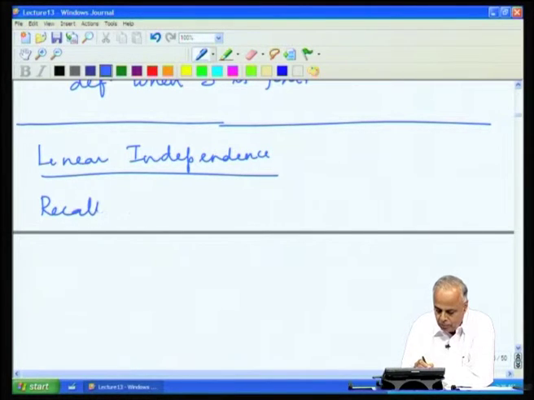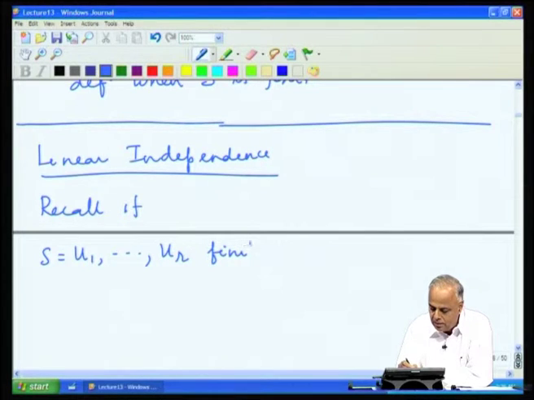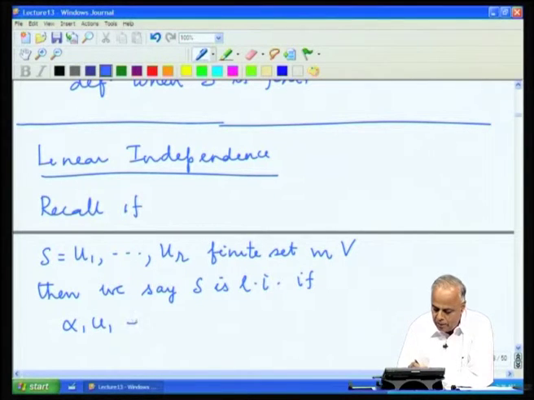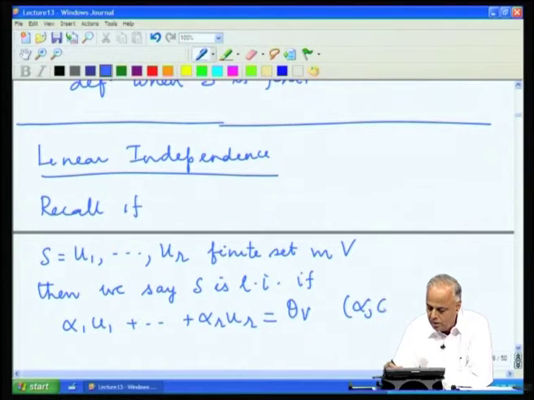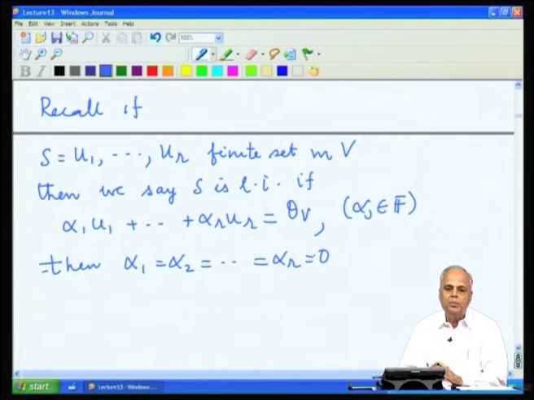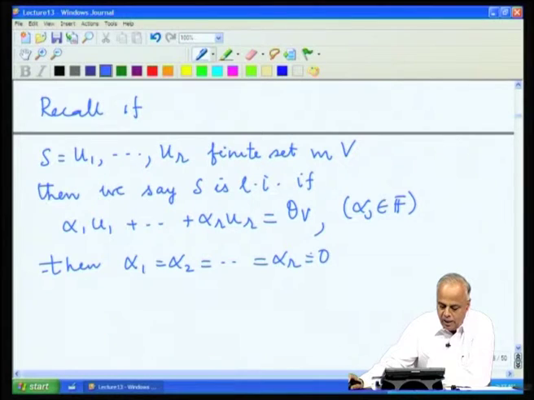So, recall, if S equals {u1, u2, ..., ur} is a finite set in the vector space V, then we say S is linearly independent if any linear combination of these that gives us the 0 vector has coefficients alpha j from the field F. If any linear combination gives the 0 vector, then the only way this can happen is if all the coefficients are 0. This is the definition of what is meant by linear independence of a finite set of vectors.